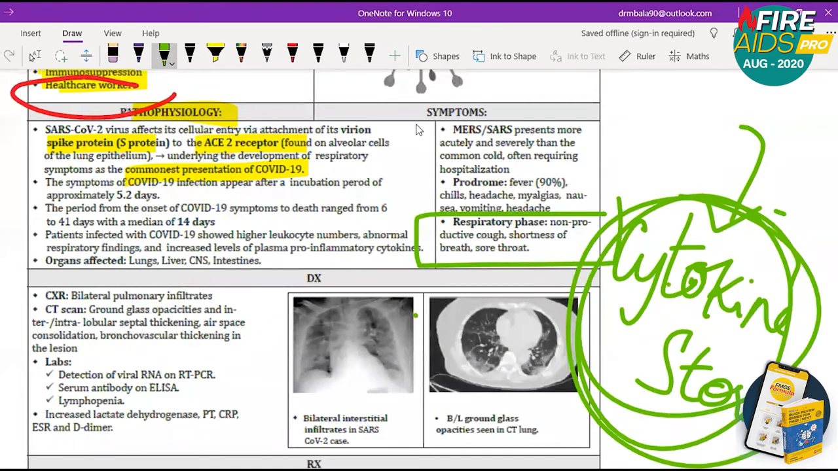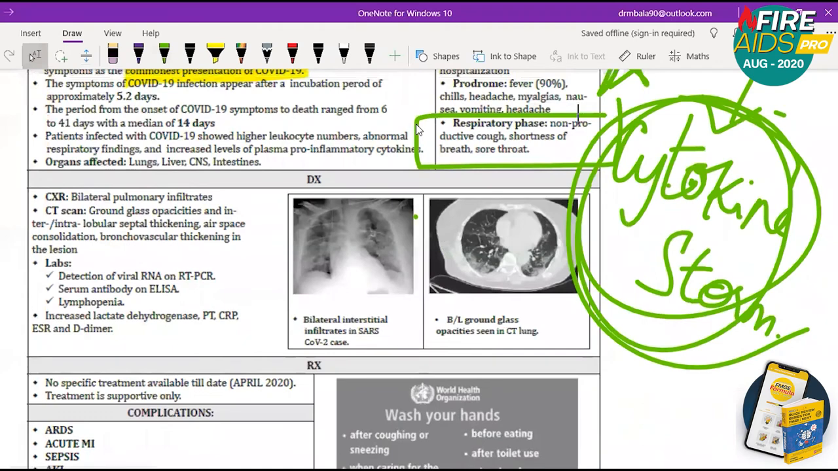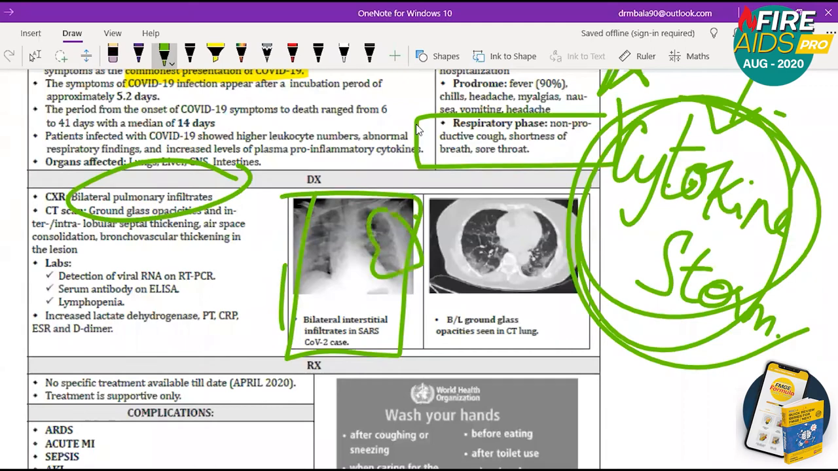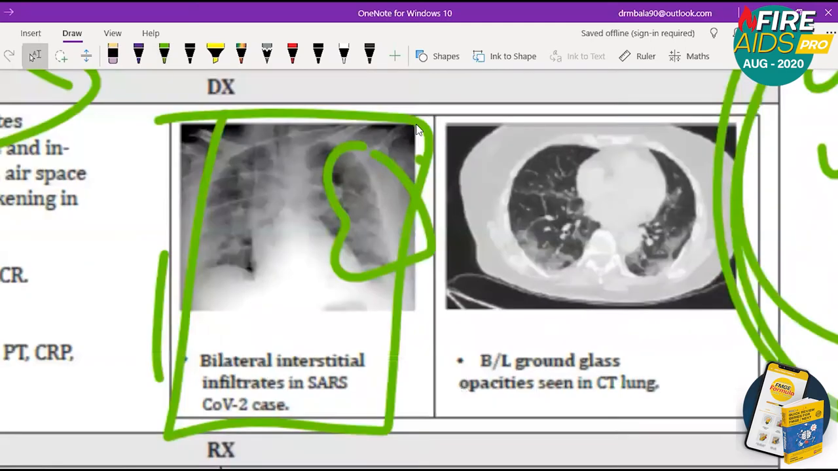So the patient would have non-productive cough, shortness of breath, and sore throat. So this is almost 90% of symptoms. So when you look at the chest X-ray of the patient, you're going to find bilateral pulmonary infiltrates. This is one of the patients of SARS-CoV-2 case. This is the picture. So you could see here, you can see the infiltrates all over here.